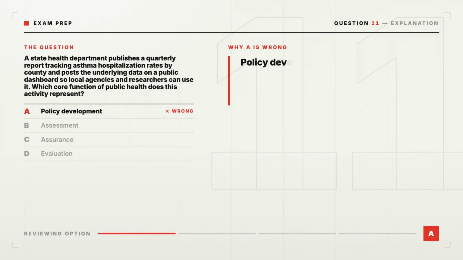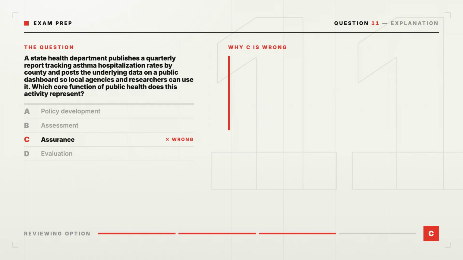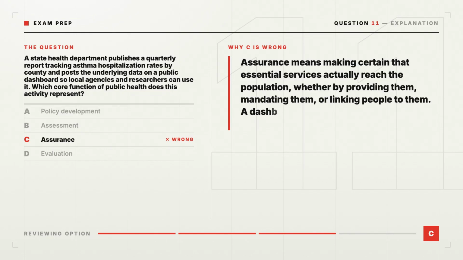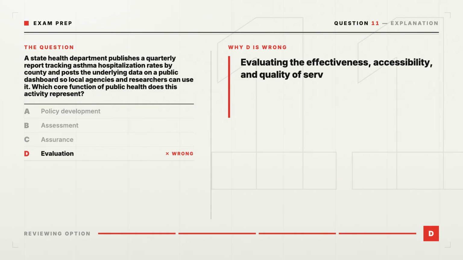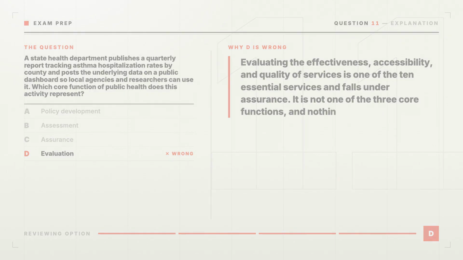A is wrong because policy development would begin once the department used those rates to decide on a plan, program, or rule. Publishing data stops short of deciding anything. C is wrong because assurance means making certain that essential services actually reach the population, whether by providing them, mandating them, or linking people to them. A dashboard delivers information, not services. D is wrong because evaluating the effectiveness, accessibility, and quality of services is one of the 10 essential services and falls under assurance. It is not one of the 3 core functions, and nothing here is being evaluated.